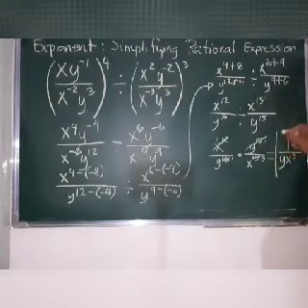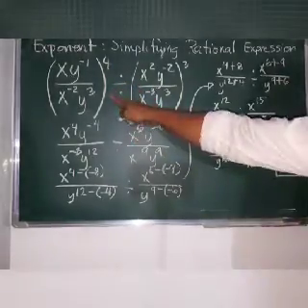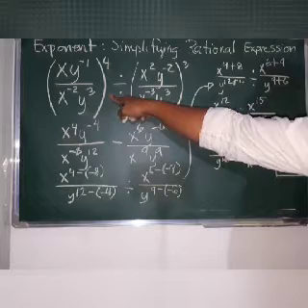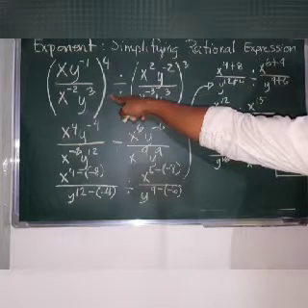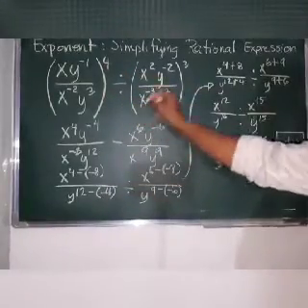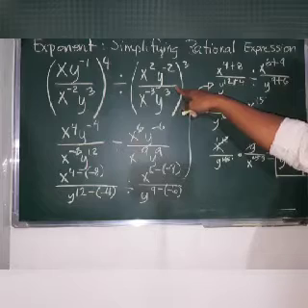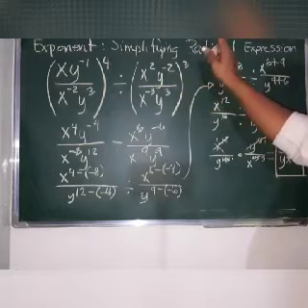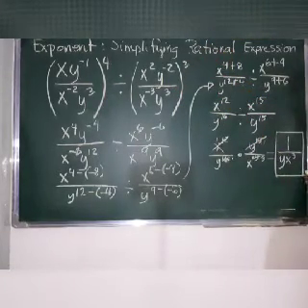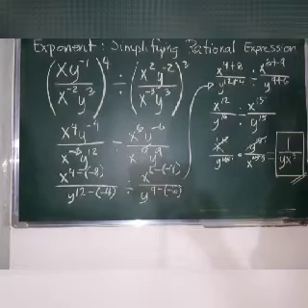So eto na ang simplified form ng expression x y raised to negative 1 all over x raised to negative 2y cubed raised to 4 divided by x squared y raised to negative 2 all over x raised to negative 3 y cubed raised to 3. Okay, so I'll give you one more problem or example.